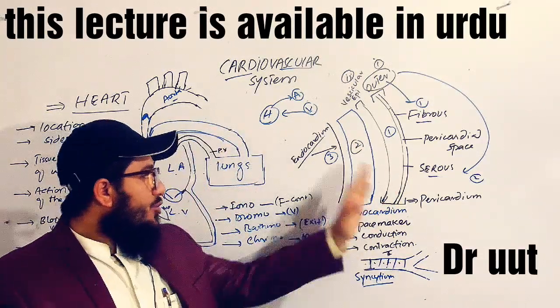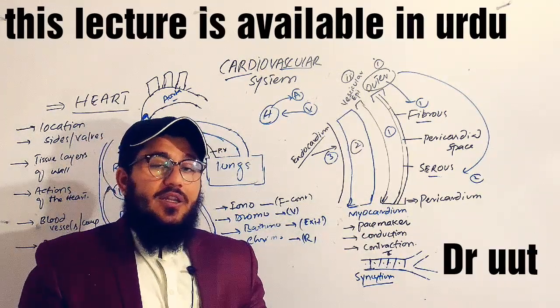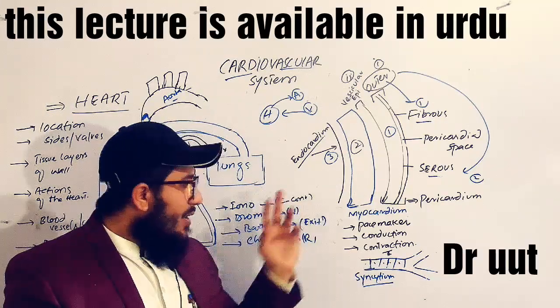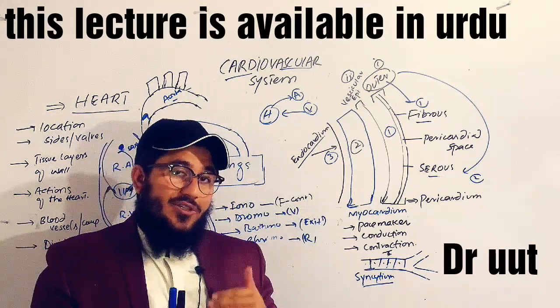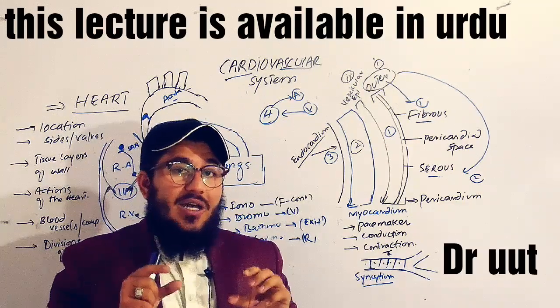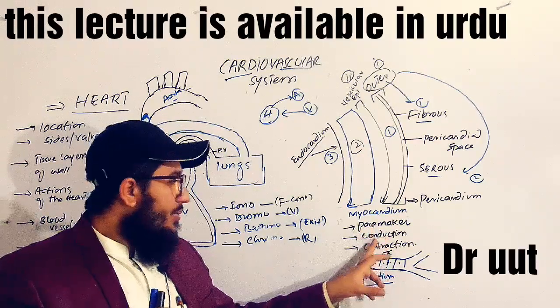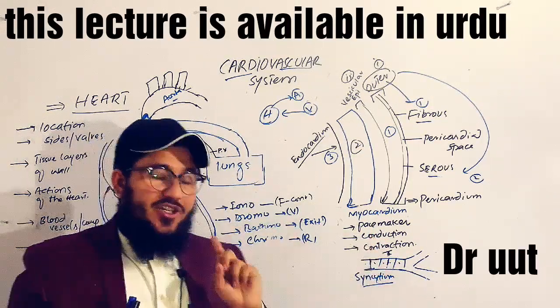Then we will come back towards the second layer, the myocardium layer, which is involved in the contraction of the heart. And this tissue layer is further formed by the combination of three types of specialized cells. Number one, pacemaker cells, number two, conduction cells, number three, contraction cells.